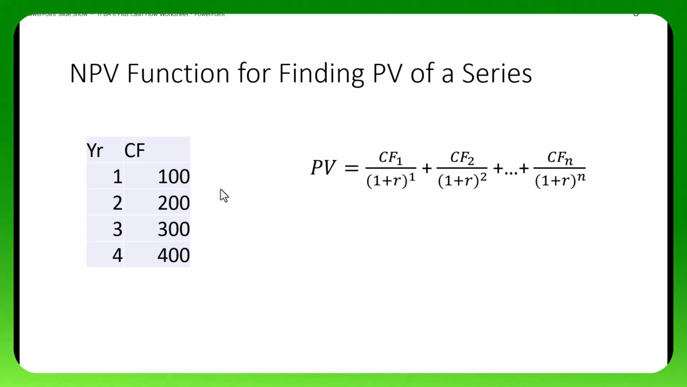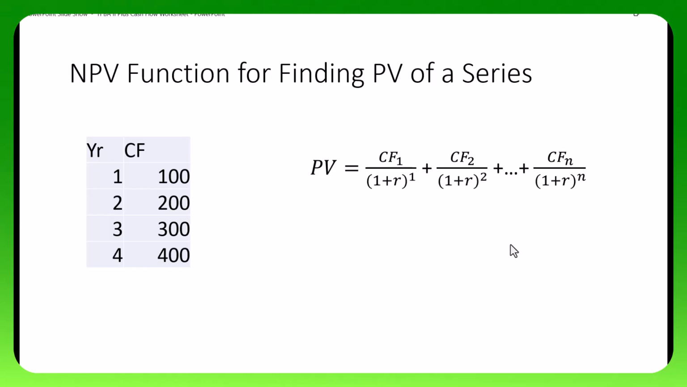So suppose you have these cash flows, 100 in year 1, 200 in year 2, etc. And you want to know the present value of these four cash flows. What can you do? You can calculate the present value of the first cash flow, so take the present value of the 100, add it to the present value of the 200, etc., all the way out to the final cash flow.